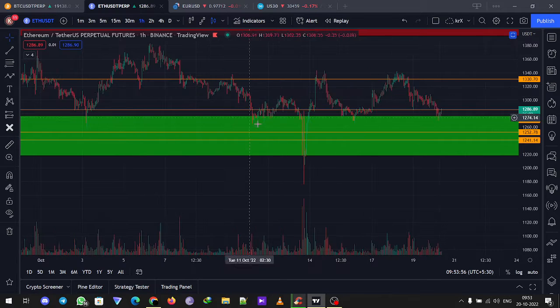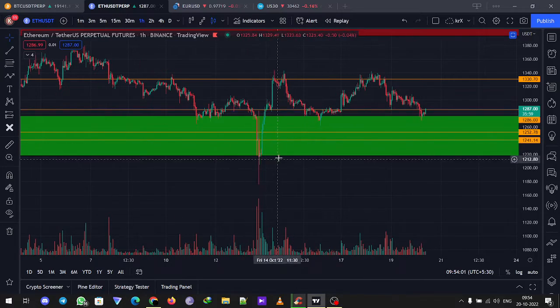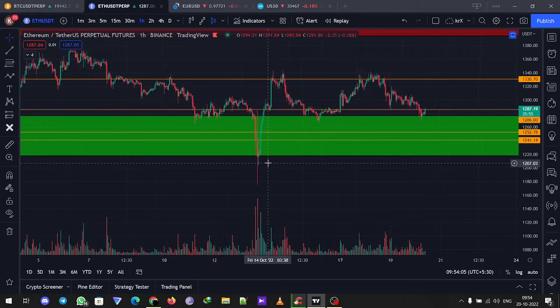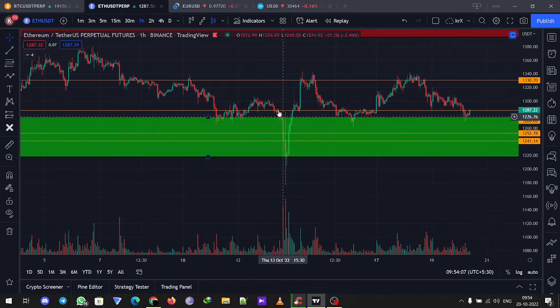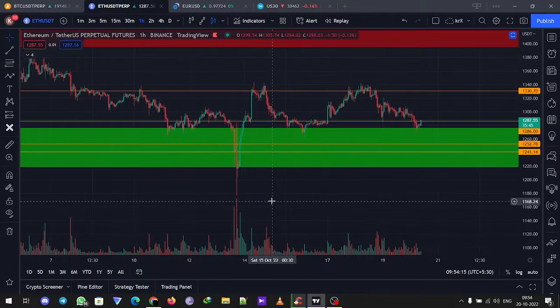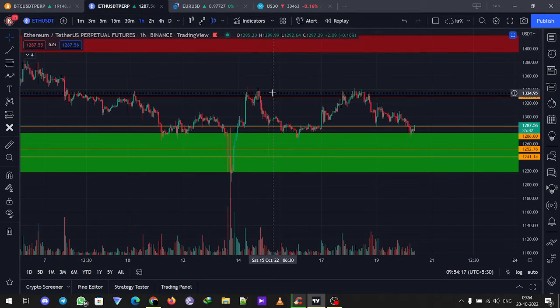The second point is that it broke one of our levels, and most of the people hit their stop losses here. But after hitting this stop loss, the market has again risen into a zone. Now let us identify the new zone.